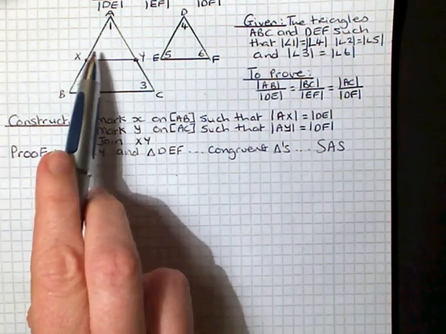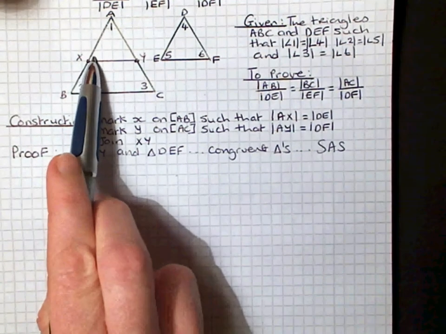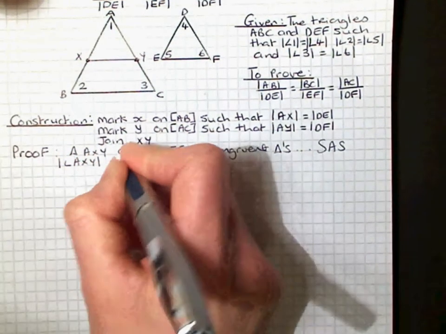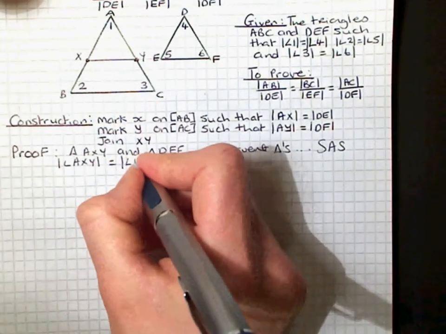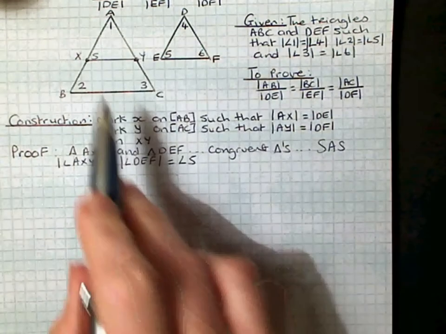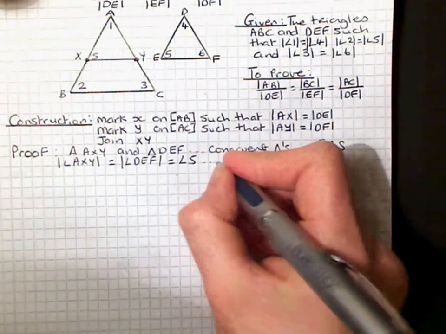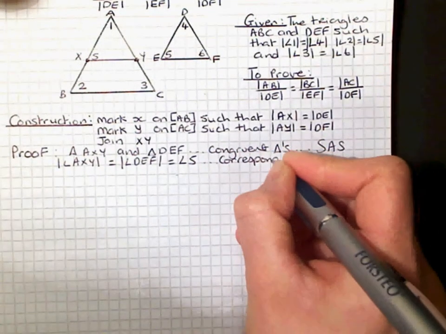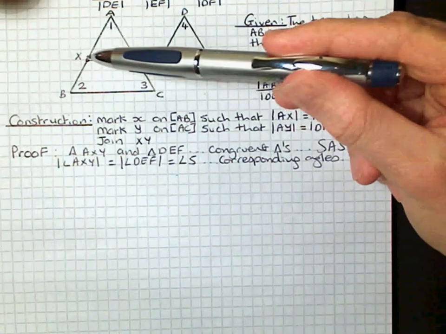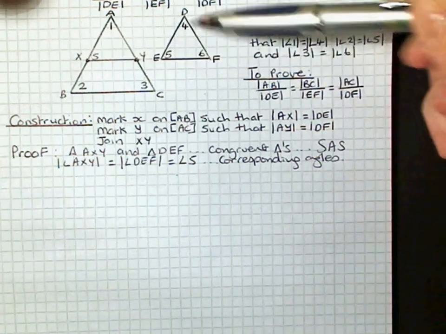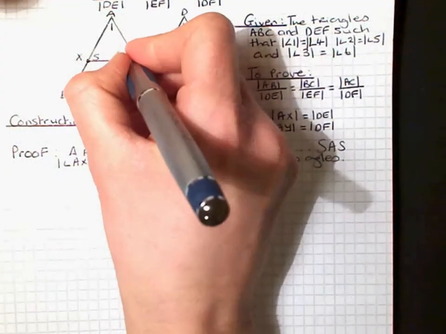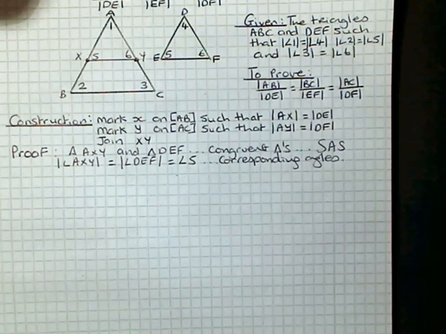Now, as a result, we can look at the angles within these two triangles. The angle AXY is equal to the angle DEF. So they're both equal to angle 5, and the reason for that is because they're corresponding angles in congruent triangles. Similarly, the angle AYX is equal to the angle DFE, because they're corresponding angles in congruent triangles. So I just put in number 6 there.